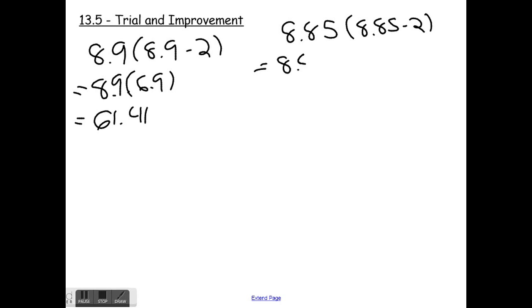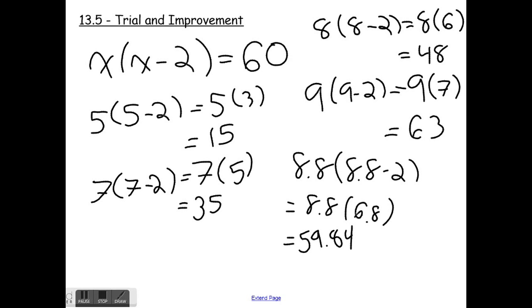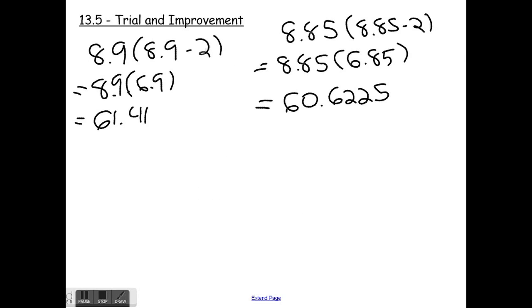So that's 8.85 times 6.85, which is equal to 60.6225. Now, here's what I would say. Depending on what I asked you for, if I said to the nearest whole number, we could have stopped here, because like you said, David, that would round to 60, and that is very close to 60. If I said to 2 decimal places, then I would ask you to do more.